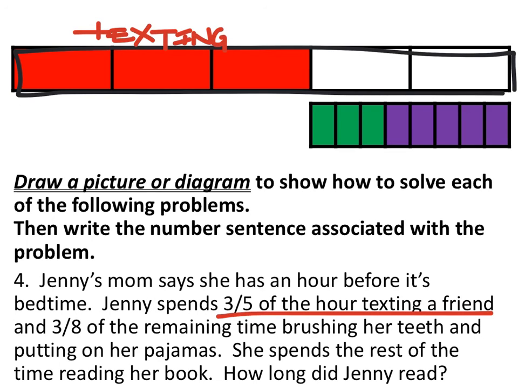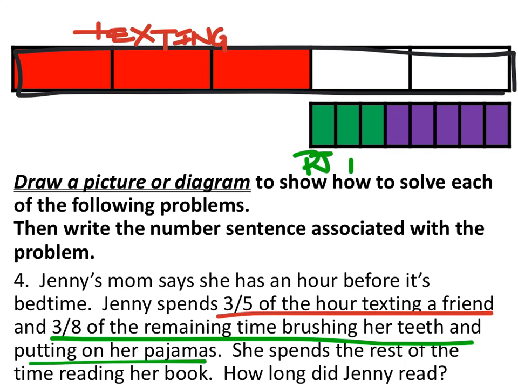And then it says 3/8 of the remaining time. So the remaining time there in white, I just kind of dropped that box there into the green and purple. And you see how it's split up into 8 parts. The 3 parts in green would have been the remaining time that was brushing teeth and pajamas. So that's like PJs and teeth, okay. Now I did say that the rest of the time she spent reading her book, which is in purple, so this is the book portion. And that's the value we want to figure out.